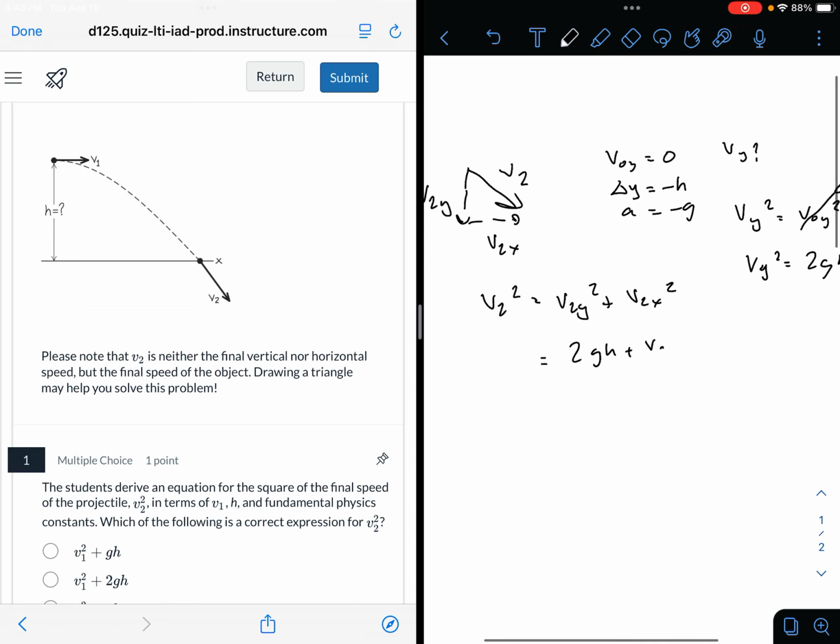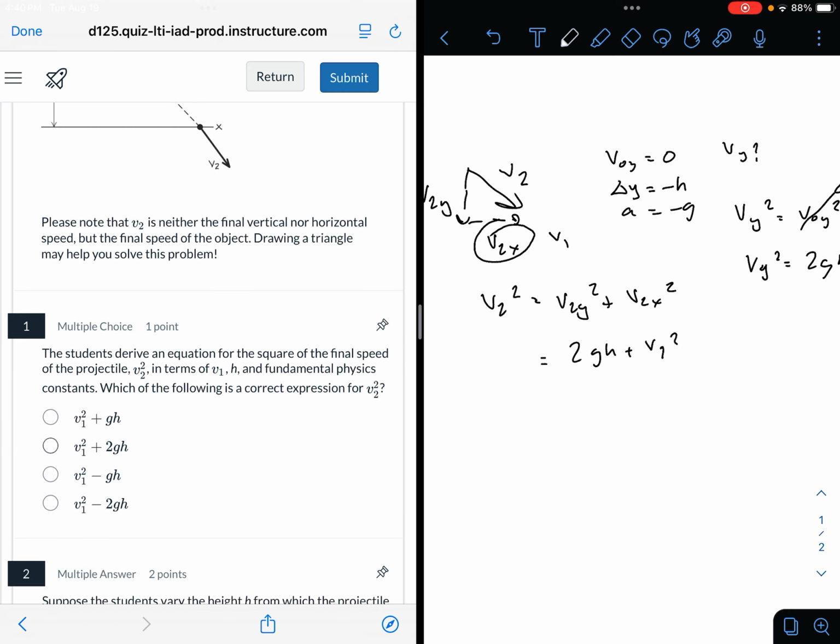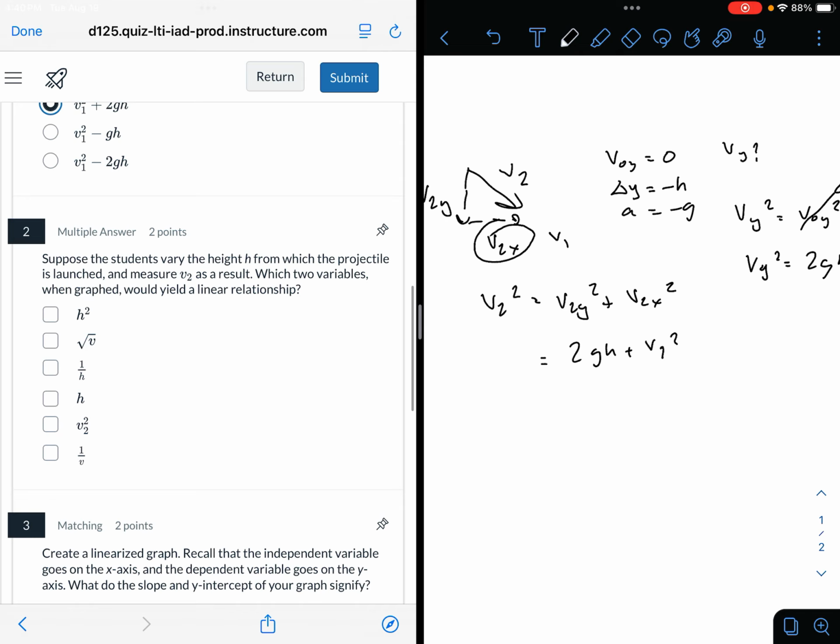And v2x is just equal to v1. It's constant, the x component of the velocity. So we get v2 squared equals v1 squared plus 2gh. Awesome. They're going to vary the height, and we want to measure v2 as a result.